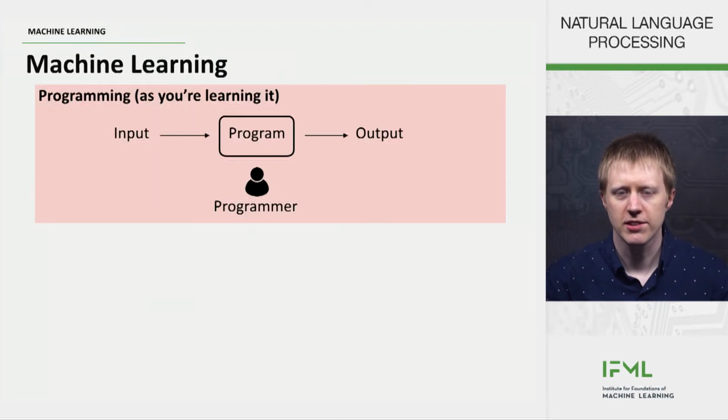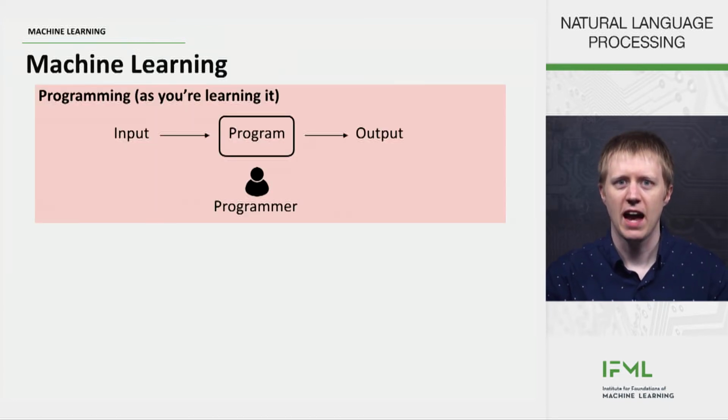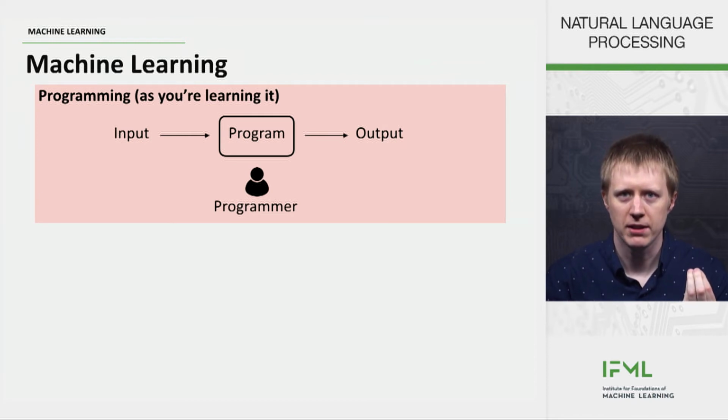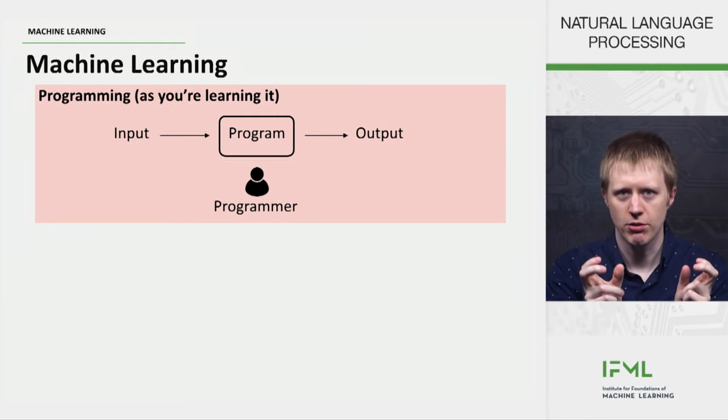So I want to use this as an example of how machine learning works. So we normally think of programming, and programming as you're learning it, as the following. You have some kind of input, and then you as the programmer are trying to write a program to take that input and produce some sort of output.